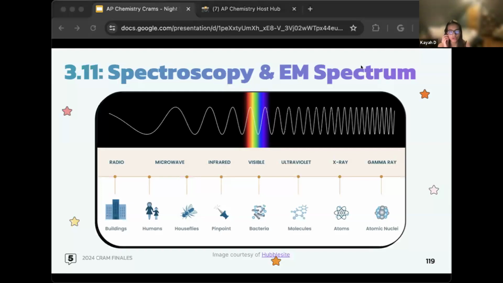Gamma rays are your strongest, and they allow you to see the more microscopic particles like atomic nuclei, which are really, really small. X-rays allow you to see atoms, ultraviolet rays allow you to see molecules, visible rays allow you to see different bacteria, and with infrared, you can see like a pinpoint.